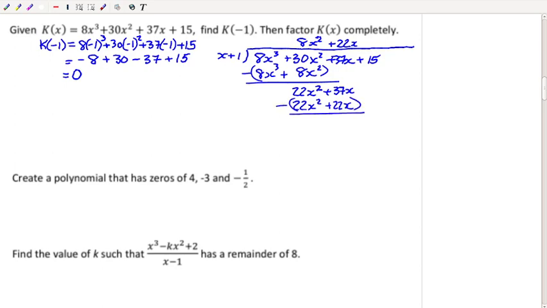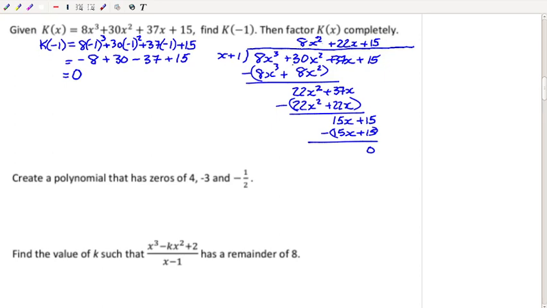Subtract all those too. 37 minus 22 is going to be 15x. Bring the 15 down, plus 15, multiply that out, 15x plus 15, subtract that, and we do indeed get a remainder of 0, which is good. If we didn't, we'd have problems. So we have this remainder of 0 because x plus 1 is a factor, and because minus 1 is a 0 of my polynomial. Now, in order to factor completely, I need to also factor this 8x squared plus 22x plus 15.